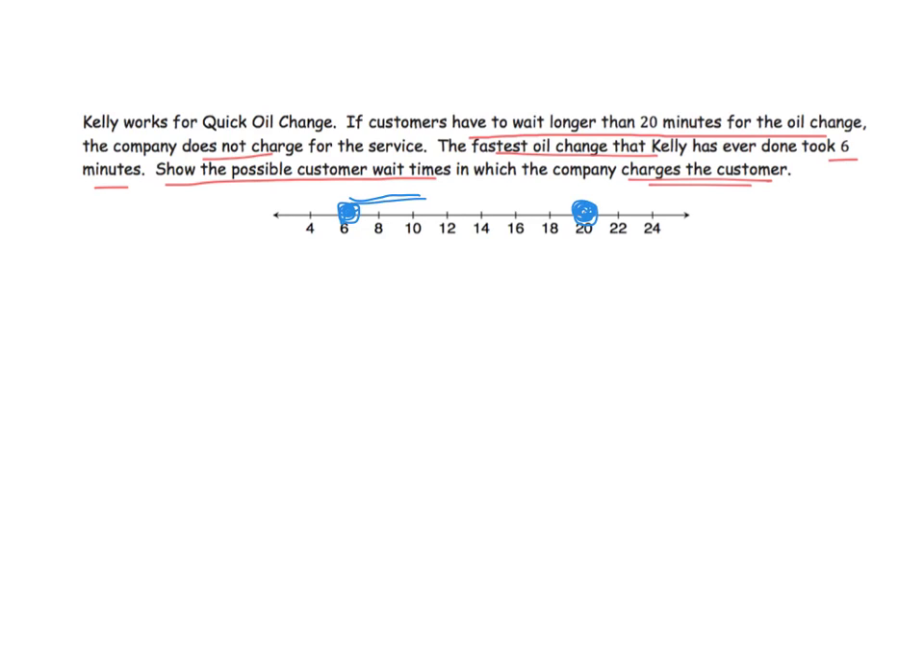So instead of having an arrow, we're just going to draw a line. Here are all of the solutions. It could be 6, it could be 9, it could be 12 and a half. All of these in between, but it can't be less than 6 or more than 20.